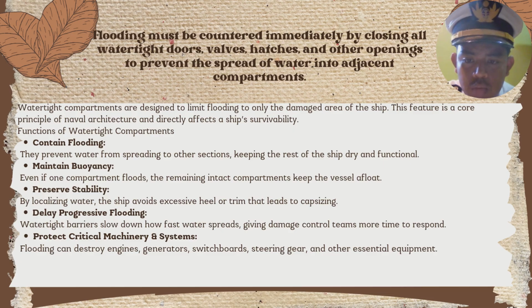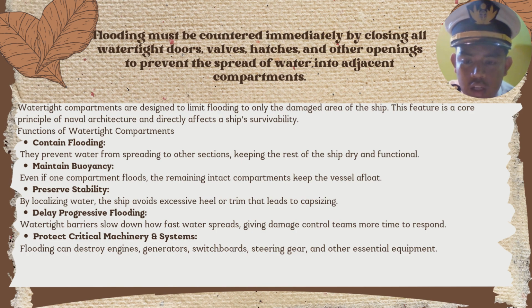Function of watertight compartments. First, contain flooding. They prevent water from spreading to other sections, keeping the rest of the ship dry and functional. The second one is maintain buoyancy. Even if one compartment floods, the remaining intact compartments keep the vessel afloat. Next, preserve stability. By localizing water, the ship avoids excessive heel or trim that leads to capsizing.